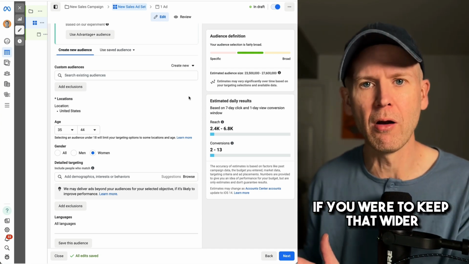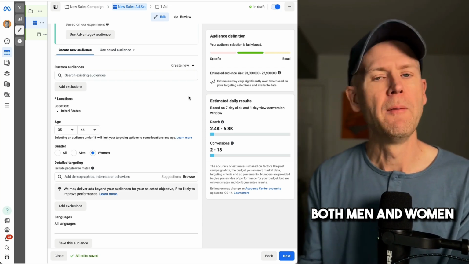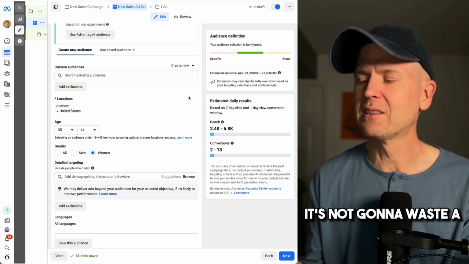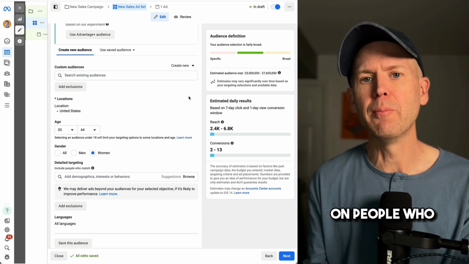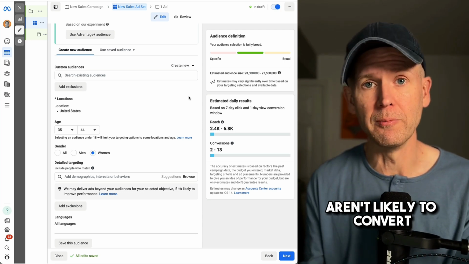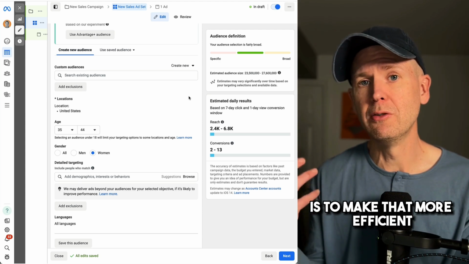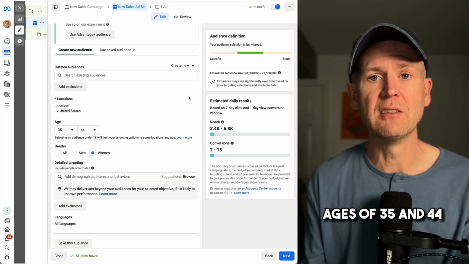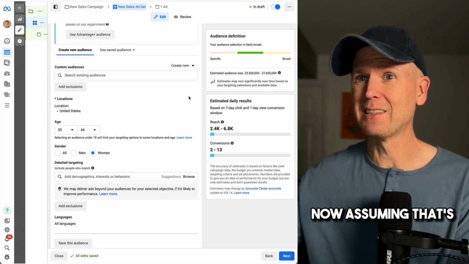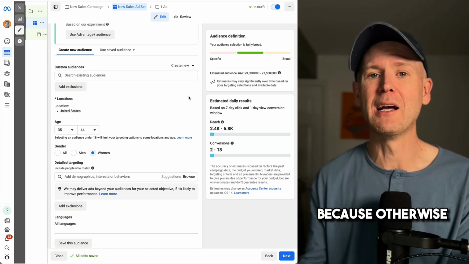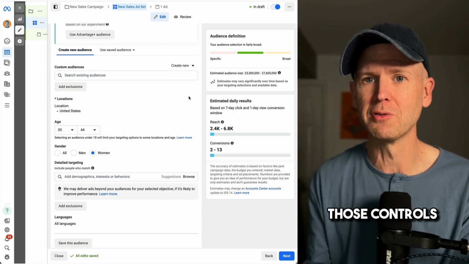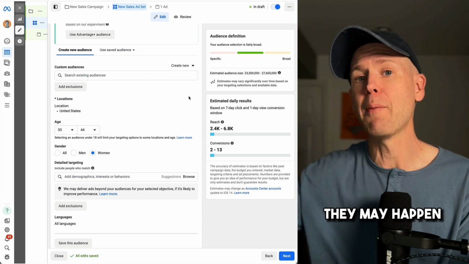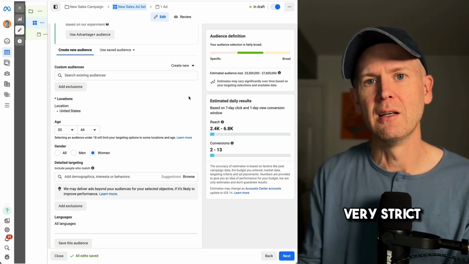If you were to keep that wide open, so both men and women and all ages, and you're optimizing for conversion, the algorithm will learn. It's not going to waste a whole bunch of money on people who aren't likely to convert. That's part of its whole goal, is to make that more efficient. So if you restrict it by saying only women between the ages of 35 and 44, now assuming that's the old targeting methods, because otherwise with Advantage Plus Audience, those controls aren't quite as restrictive, you're again limiting the possibilities for conversions. They may happen outside that very strict range as well.